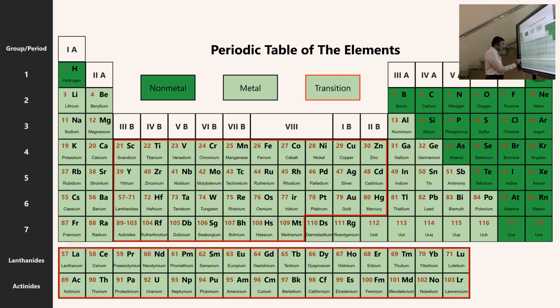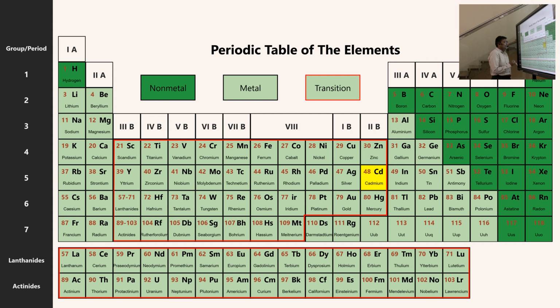So these are the lanthanides. These are the actinides. These are scandium. Have a look here. Scandium to zinc is 3d. Yttrium 39 to cadmium is 4d.